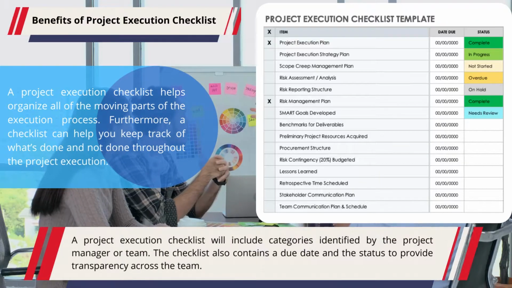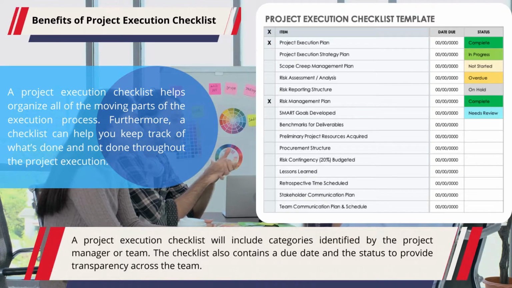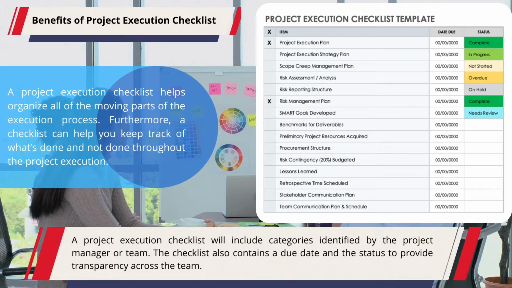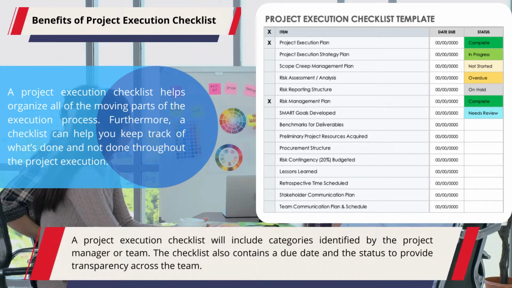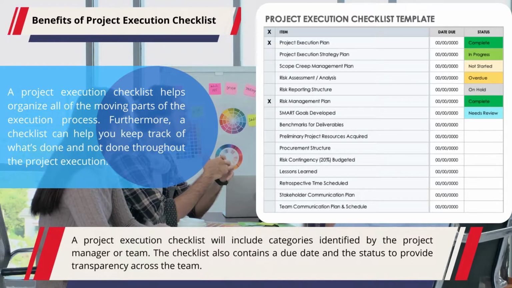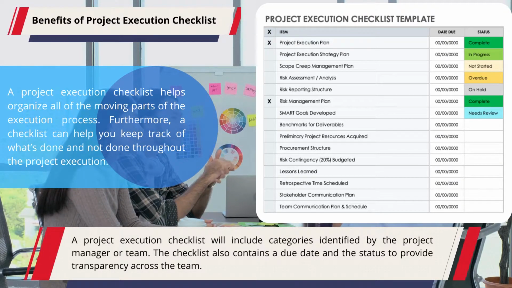What are the benefits of a project execution checklist? A project execution checklist helps organize all of the moving parts of the execution process. Furthermore, a checklist can help you keep track of what's done and not done throughout the project execution. A project execution checklist will include categories identified by the project manager or team. The checklist also contains a due date and the status to provide transparency across the team.